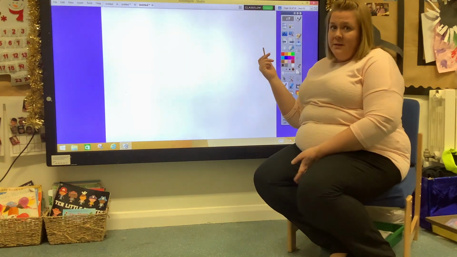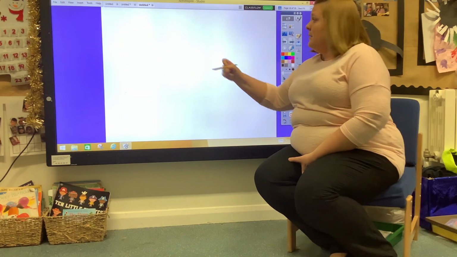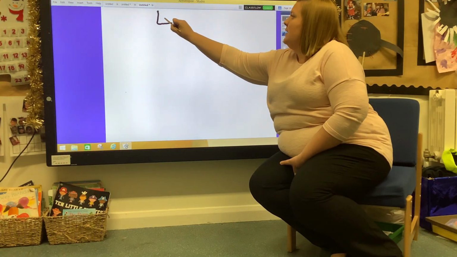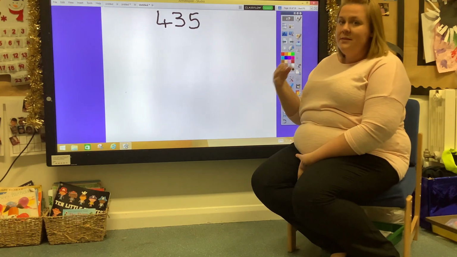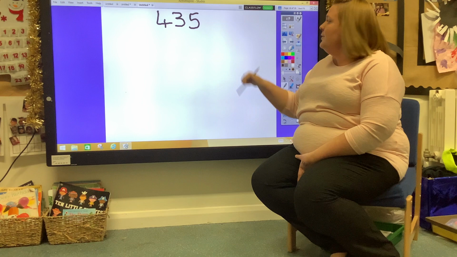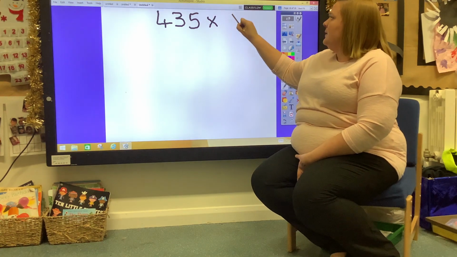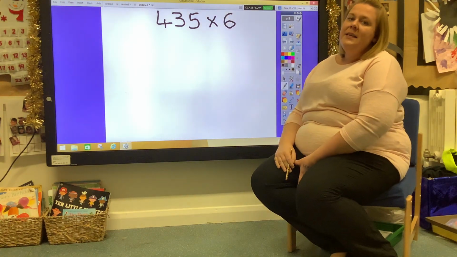In Year 4, they will start to work with 3-digit numbers. So we might have something such as 435, but they are still multiplying by a 1-digit number. So let's say multiplying by a 6.